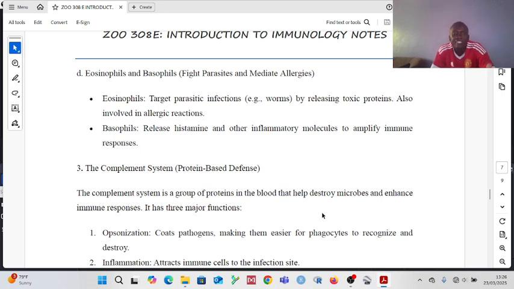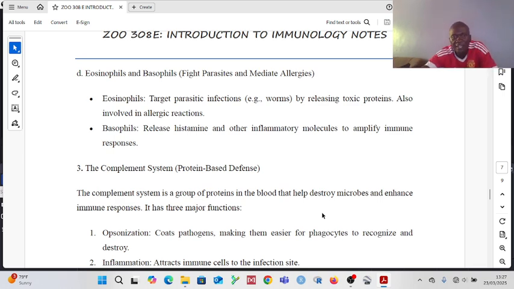Basophils release histamine and other inflammatory molecules. So histamine and these other inflammatory molecules are the ones that will help to amplify the immune responses. Histamine does vasodilation. Vasodilation is what now leads to a reduction in pressure and an increase in blood flow. As blood flows to that area, it brings with it other immune cells.